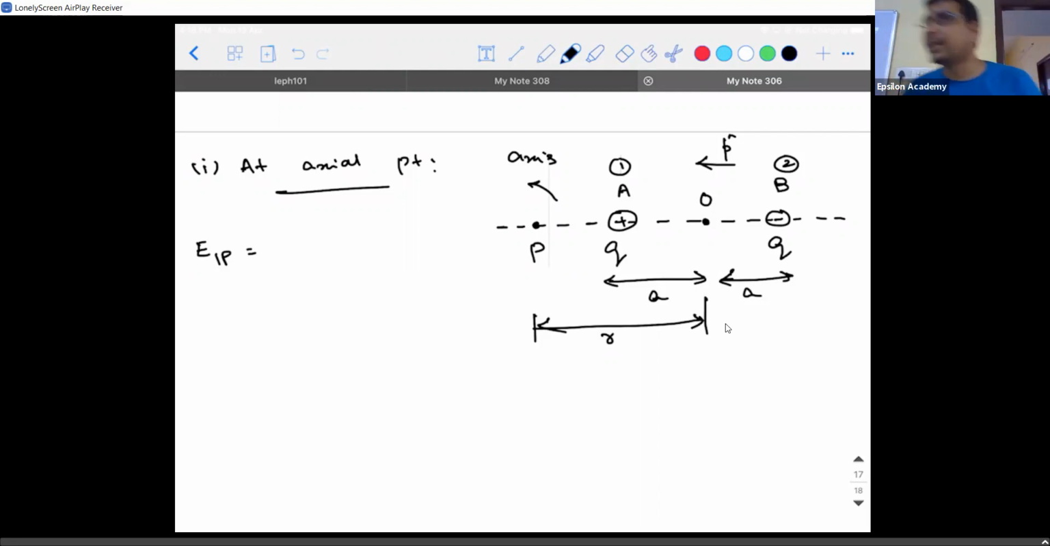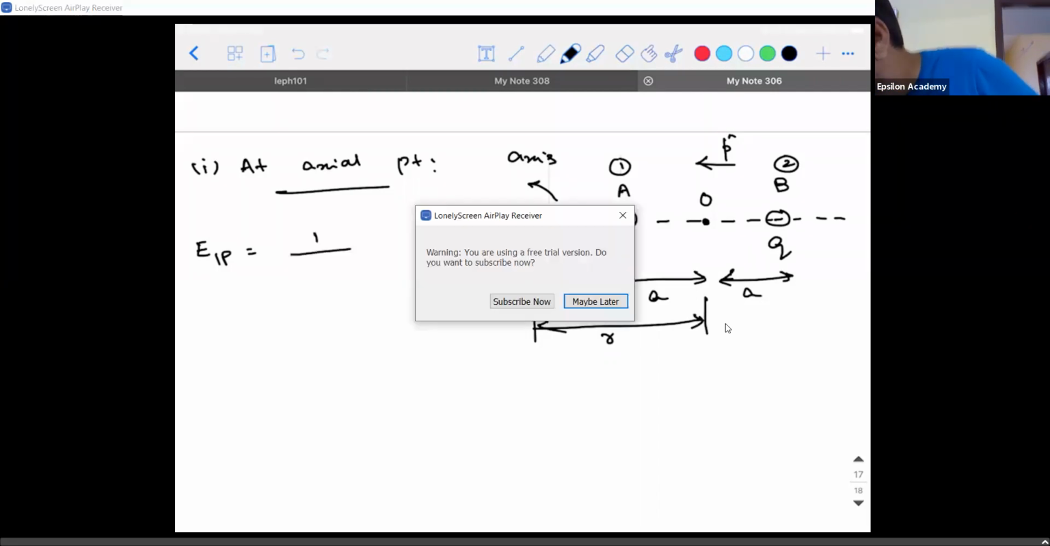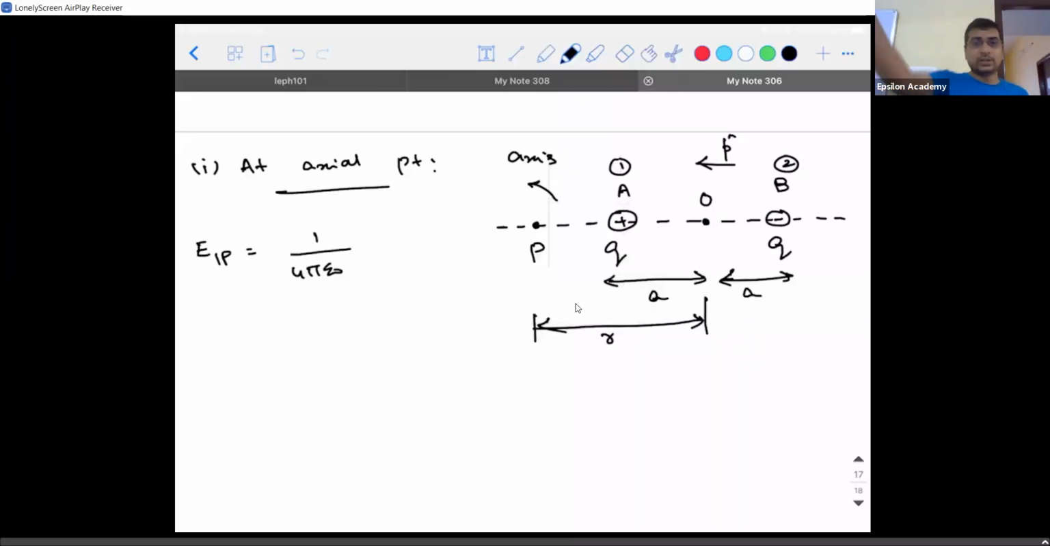In terms of magnitude, what is it? 1 by 4 pi epsilon naught? No, the first one is a point charge. Due to a point charge, what is the electric field? Look at the formula that we discussed in the last class: 1 by 4 pi epsilon naught Q divided by the distance square. Can I write it as R square here? Look at it and tell me. Can I write it as R square?